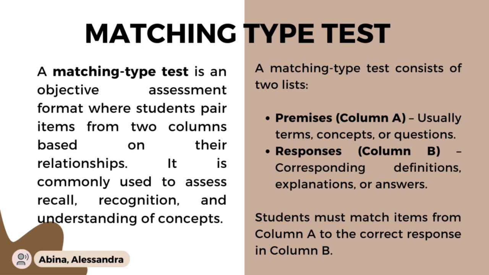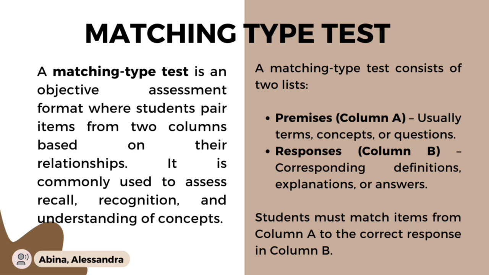Let's say you are taking a science quiz. In column A, you might see the word photosynthesis. And in column B, you look for the correct definition like the process where plants make food. You just match them by writing the correct letter. So basically, you are just looking for the meaning of the word photosynthesis from column B, and it's already a matching type test.